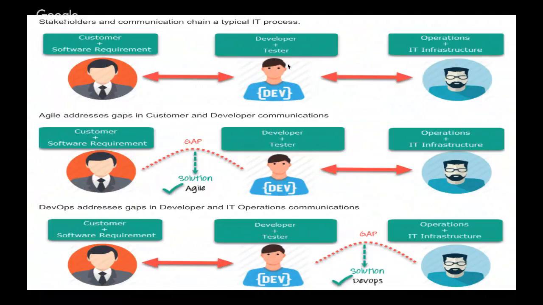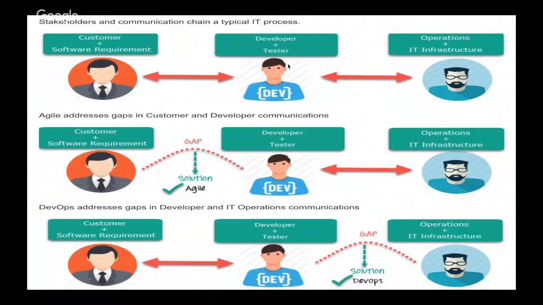Over here, customer and software requirement is a separate phase. There's a gap between developer and testers, and then again there's a gap between operation and IT infrastructure. All these three teams are separated, and there's a gap between them, and it is done willingly, because everybody wants that whenever something is given to them, it should be complete, and then only they'll move forward and start working.